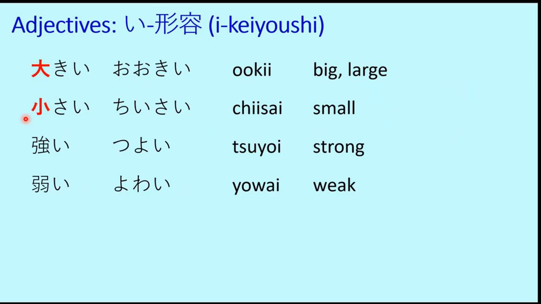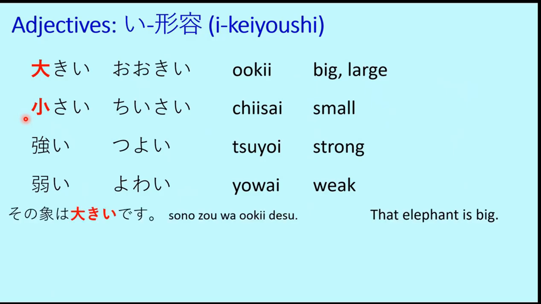Now let's look at some examples that use these adjectives. The first one is sono zo wa oki desu. Zo means elephant. So sono zo means that elephant. That elephant is big. So this is very simple. Since today is the first lesson on adjectives, we have tried to keep it as simple as possible so as not to overwhelm you with too much information or too much grammar. So we have used very, very simple sentences to express these adjectives. Sono zo wa oki desu, that elephant is big.